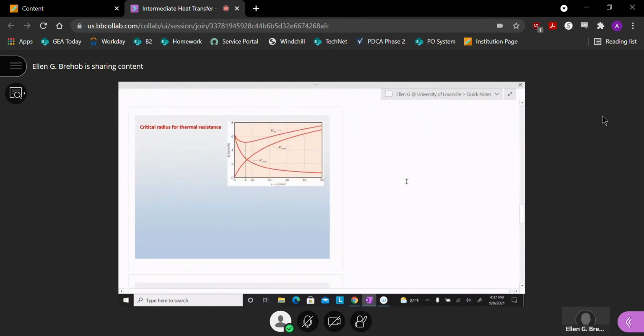Another feature to talk about when we are in this resistance network section of the textbook is critical radius for thermal resistance. Okay. This only applies for cylindrical and spherical geometries.